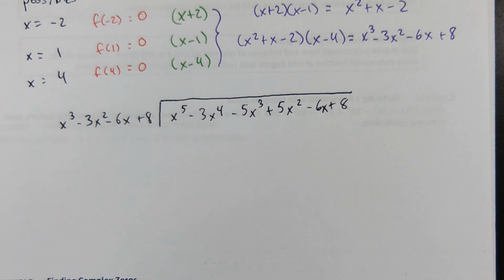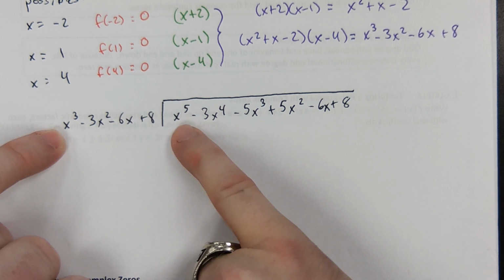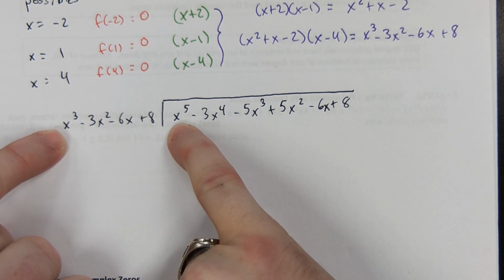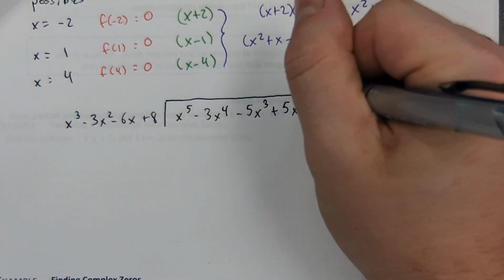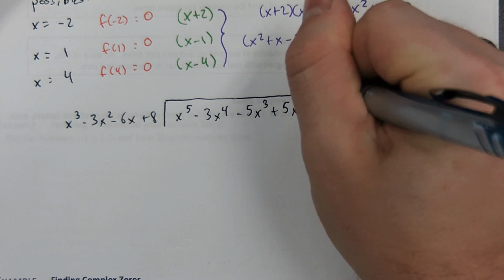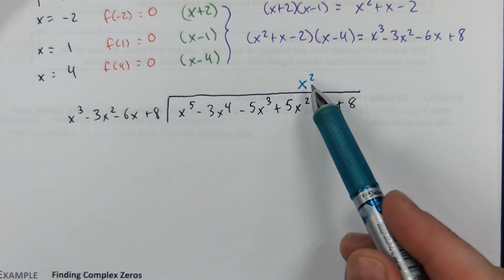Anyway, long division works like this. Remember, I need to make this x to the third become an x to the fifth. What am I going to multiply by? X squared would be great if lots of people knew that. I'm going to line up my like terms. You think it's x squared? Oh, that's good.